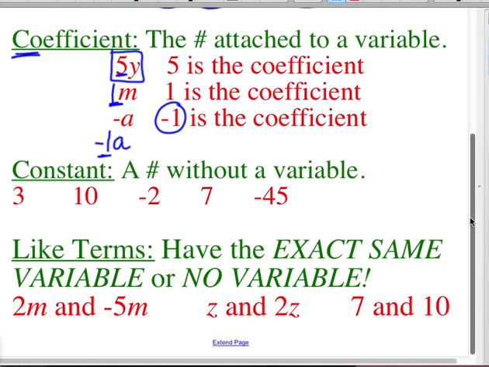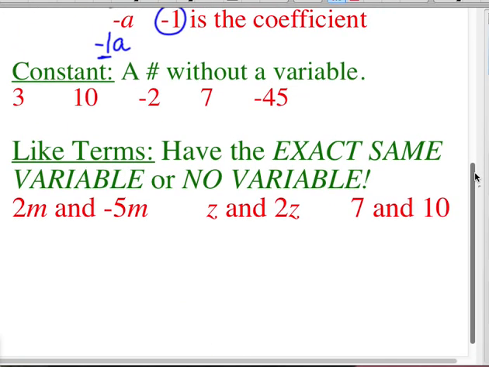Constants. These are even easier yet, but we don't usually call them constants. Constants are simply numbers without variables, plain old numbers in a problem. 3 is a constant, 10 is a constant, negative 2 is a constant, 7, negative 45. Oh my goodness, I could go on and on and list an endless amount of constants. Constants are just those plain old numbers that you'll see in math problems. They don't have any letters stuck onto them or anything like that. But they're still important, and you still need to understand that we're going to be referring to them as constants in this lesson. Oh boy, here we go. This is where the fun starts.